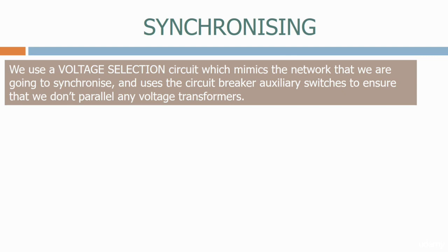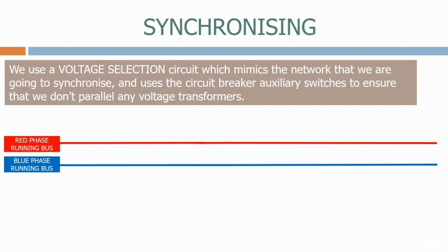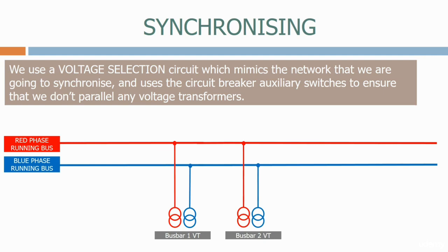The first thing that we do is create a red phase running bus and a blue phase running bus. These will connect all of the VTs together. As we've seen in the previous circuit, the busbar voltage transformers always provide the running voltage for all of the check sync relays. Let's now connect the busbar 1 voltage transformer to the running bus. Let's now connect the busbar 2 voltage transformer to the running bus.